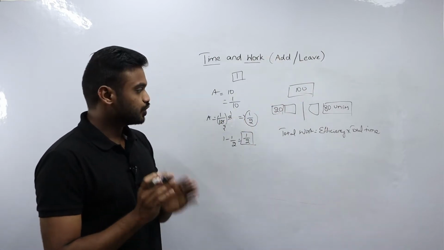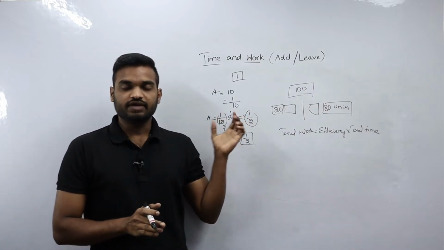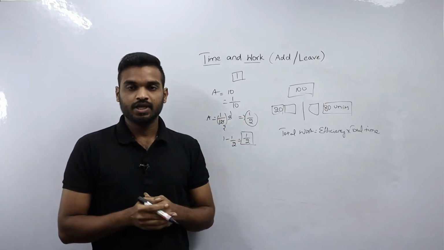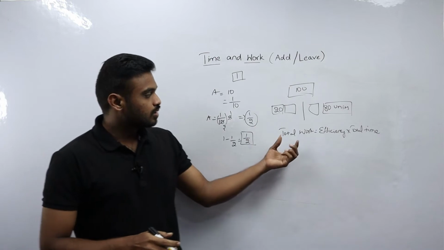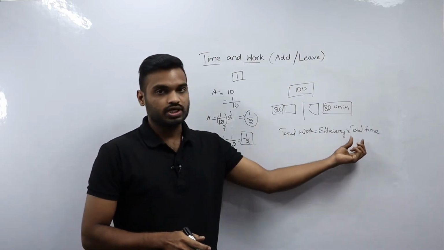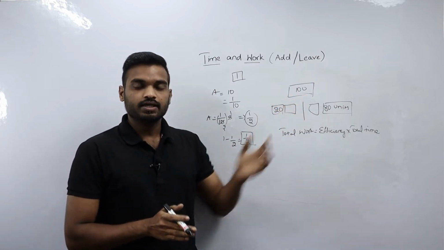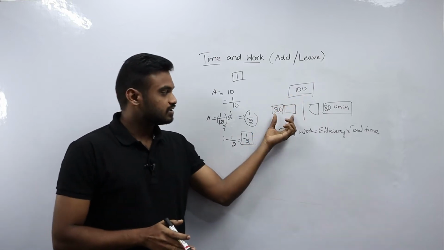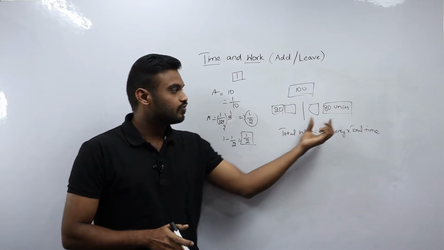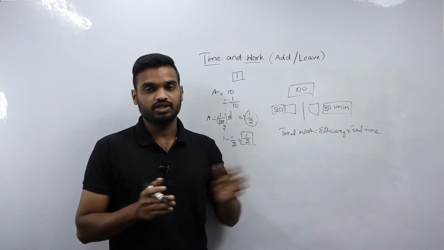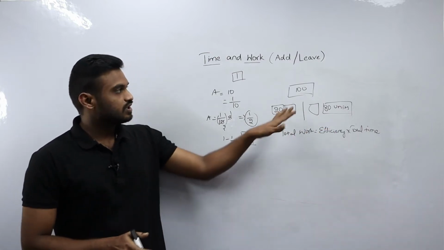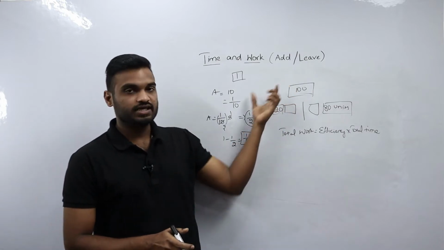First of all, you need to consider whether it is given efficiency or total amount of work done. And another thing is, the total amount of work done equals efficiency into total time. If you are able to find out the total amount of work to be done, then you can also find out the work that is completed and the work that is left over to complete the work. This is the basic concept behind adding and leaving.